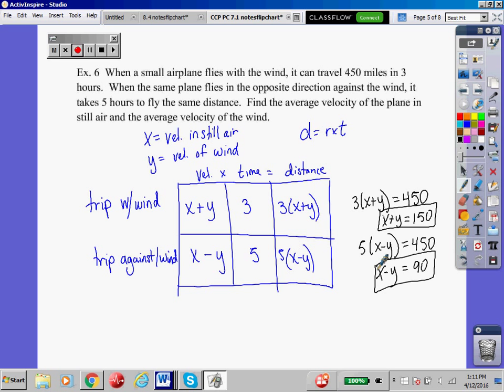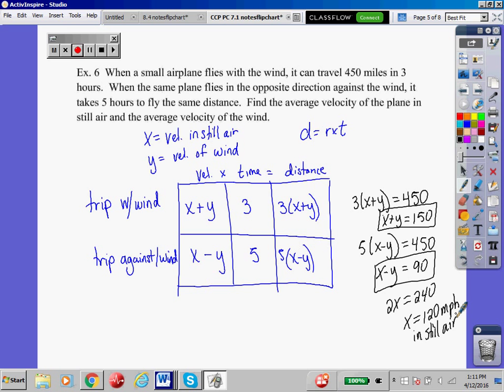Let me talk you through it one more time. I took each of these original equations and I could divide both sides by 3, and that left me with x plus y is 150. I can divide by 5 and get x minus y is 90. Now add them together. That gives me 2x equals what? 240. So x is 120. This is miles per hour, and that's the speed in still air.